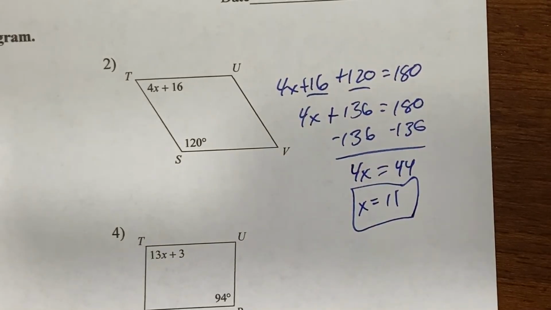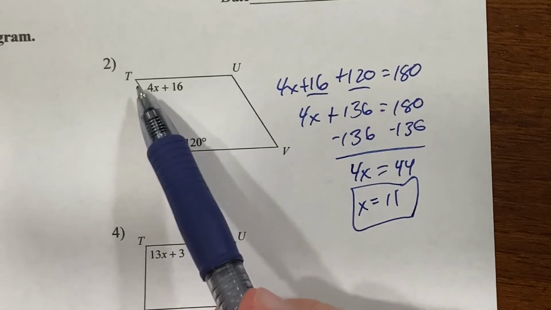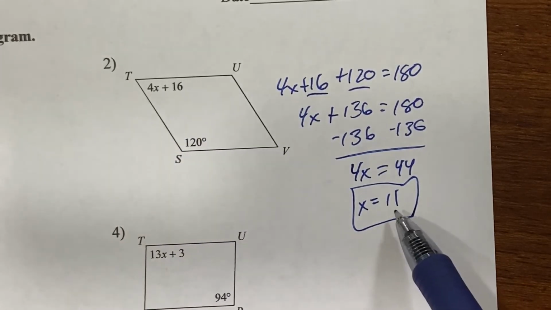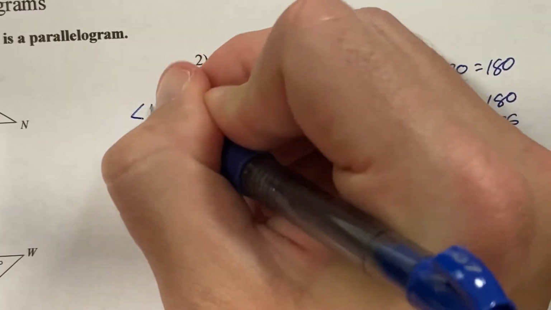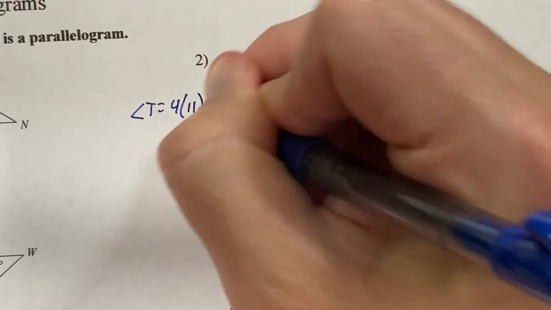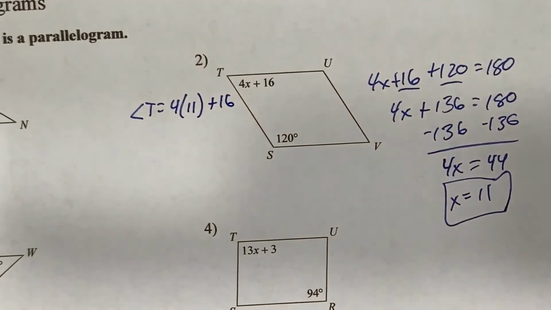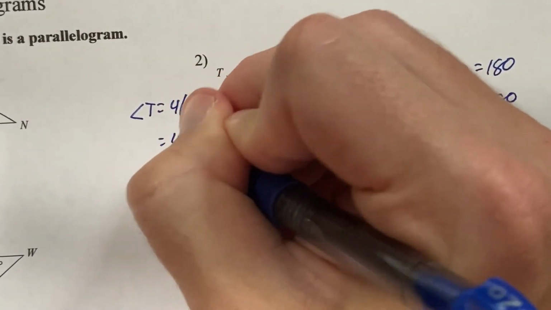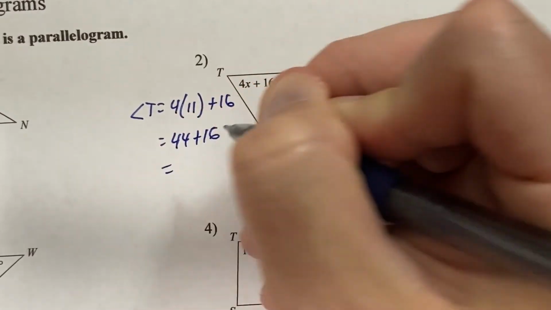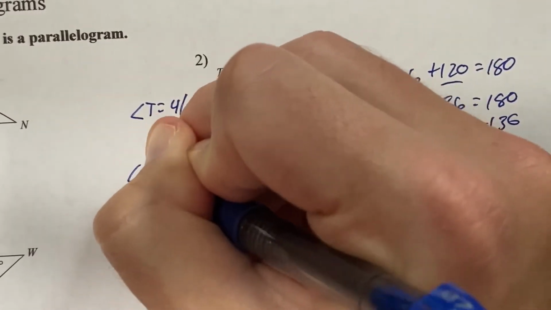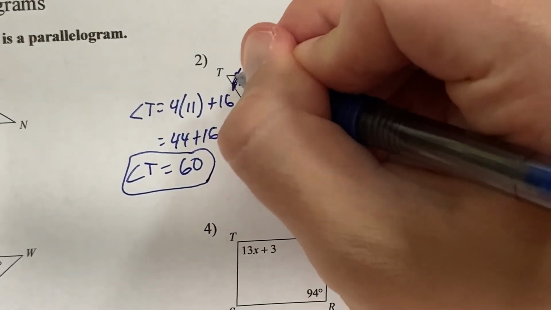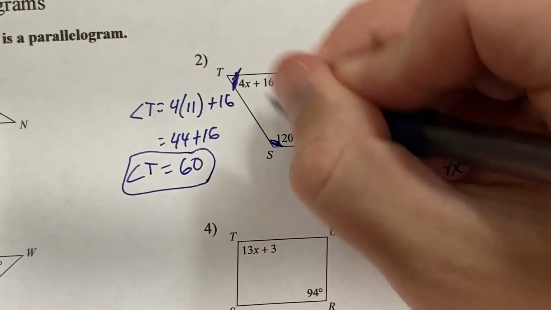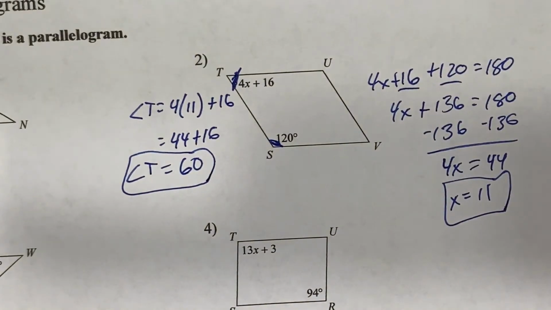And you could plug that back in. If it asks you to solve for the measure of angle T, you could say, okay, I'm going to take 11 and plug it back in over there. So angle T would be 4 times 11 plus 16. That would be 44 plus 16. That would be 60. Angle T equals 60. And that makes sense because if this angle is 60, the one adjacent to it is 120. They have to give me 180. Okay.